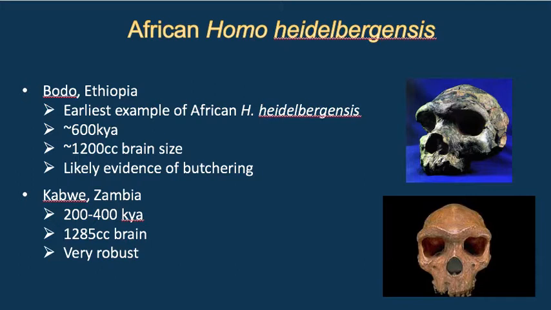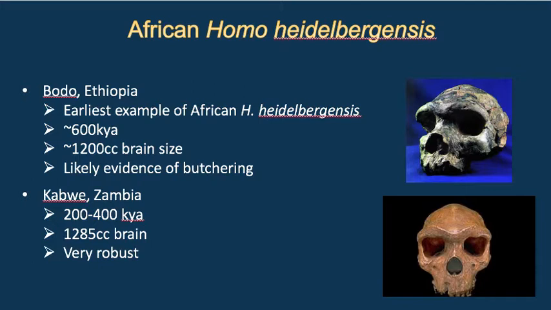These two sites, one at Kabwe in Zambia and one at Bodo in Ethiopia, are good examples of African Homo heidelbergensis. Brain sizes are roughly similar, ranging for the two between 1,200 and 1,285 cc's. The dates are a little bit different. For Bodo, we have about 600, and for Kabwe, somewhere between 200 and 400. And as you can see, generally the two specimens look pretty similar. They both have really heavy brow ridges. They're overall pretty robust.